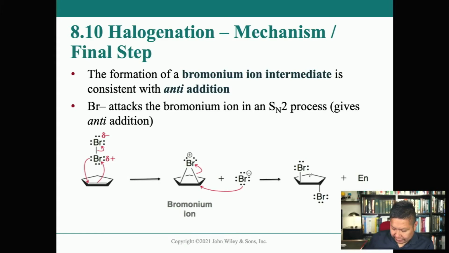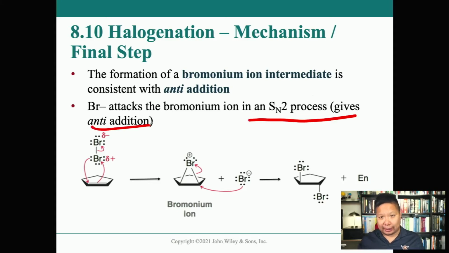Okay, so here's the actual reaction mechanism, right? The formation of the bromonium ion intermediate is consistent with anti-addition. Bromide attacks the bromonium ion in an SN2 process and gives an anti-addition. SN2 because it's doing a backside attack back here. It's the only place it can go. Let's go through this reaction one more time.